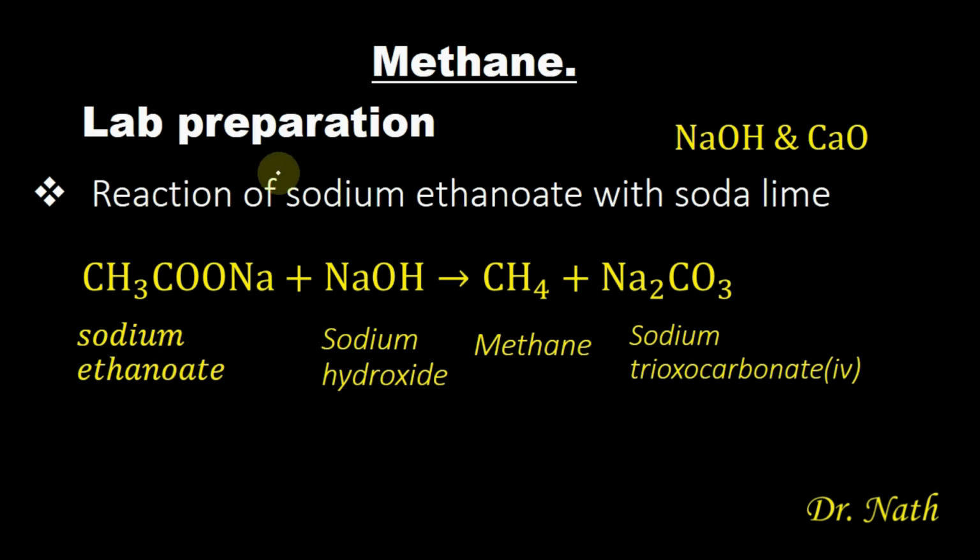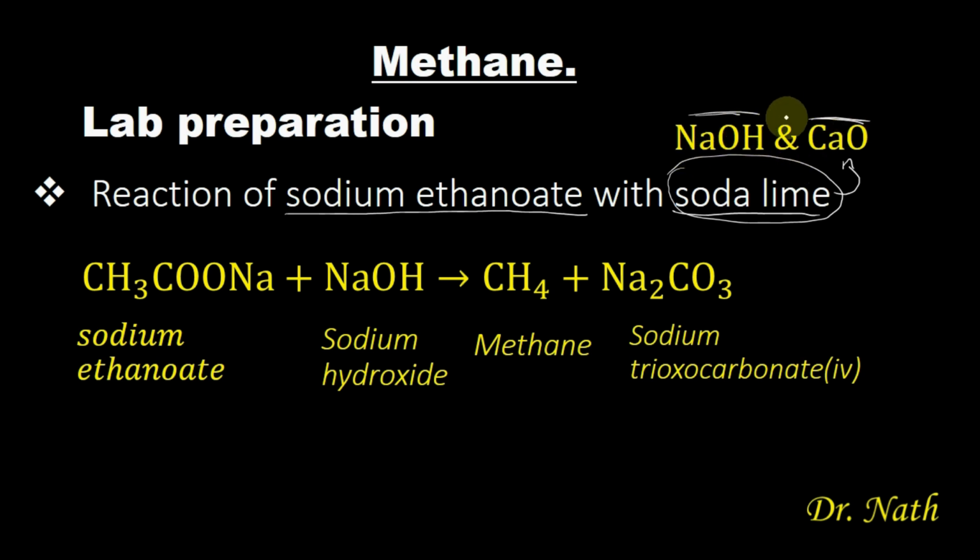So in the lab, methane is prepared by reaction of sodium ethanoate with soda lime, and I've already said that soda lime is a mixture of sodium hydroxide and calcium oxide. So this is very important too. It can come in an exam: which of the following is a constituent of soda lime? It is sodium hydroxide and calcium oxide. A mixture of them will give you what is called soda lime. So this is very important.